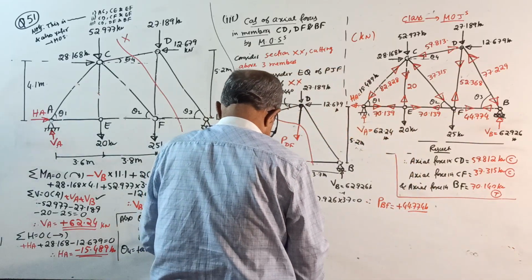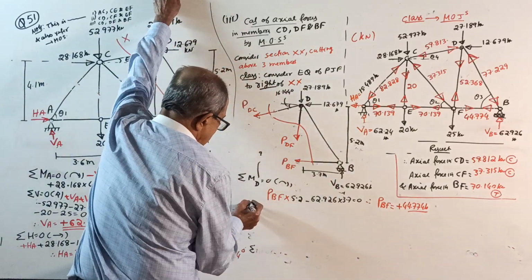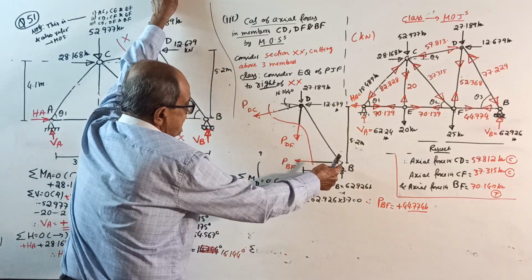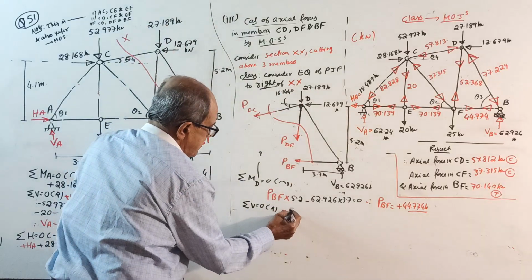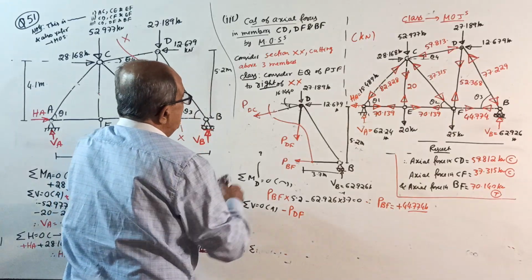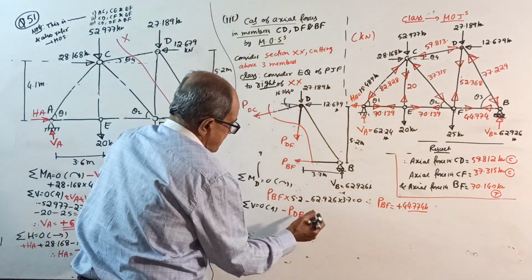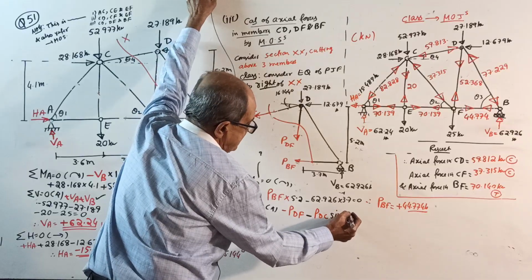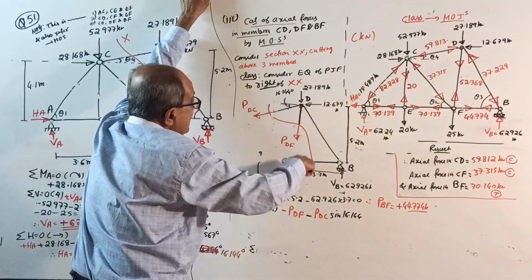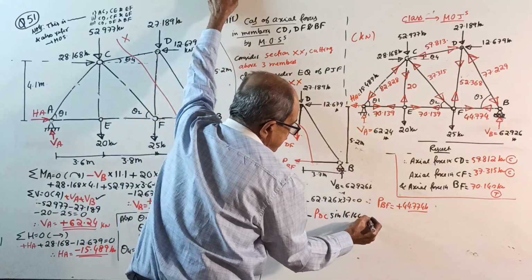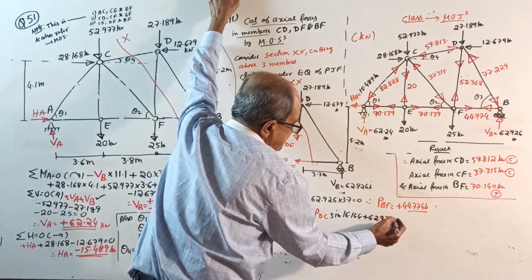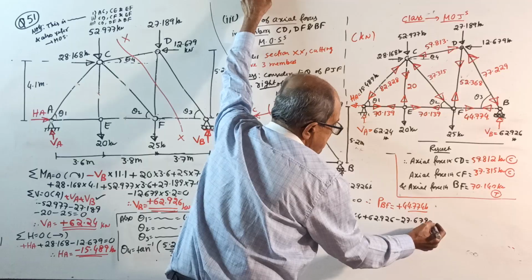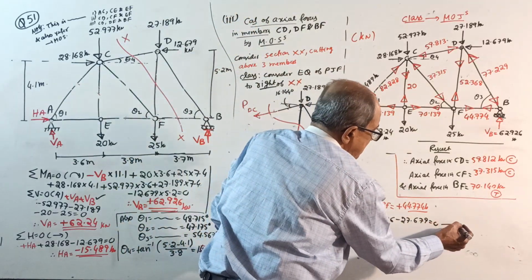Then sigma V equals 0, taking upward positive. This is not there. Minus PDF, then minus PDC sine 16.144, plus 62.926, and minus 27.679 equals 0. Both are unknown. You call this equation number 1.